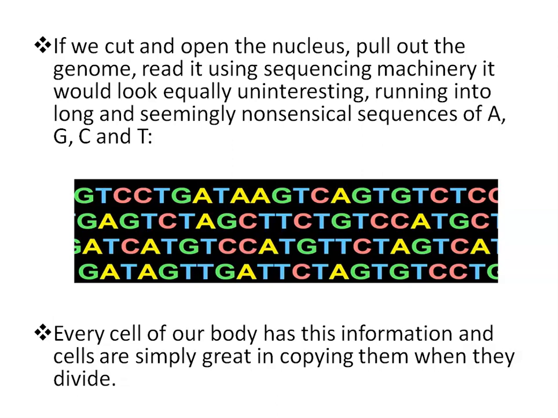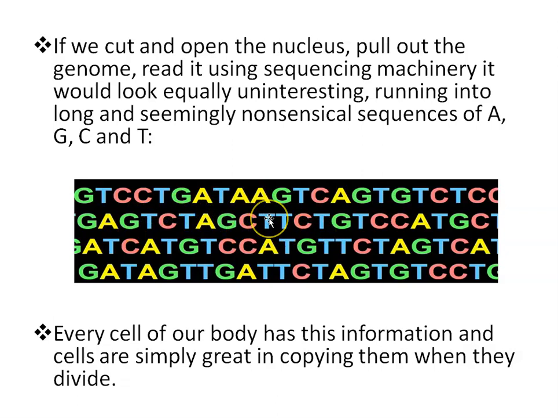Now listen, if we cut and open the nucleus, pull out the genome, and read it using sequencing machinery, it would look equally uninteresting, running into a long, seemingly nonsensical sequence. Just look at this diagram. This is the sequence of four types of bases present in DNA: adenine, guanine, cytosine, and thymine, right? So it will look like this, a string of bases. Every cell of our body has this information only, and cells are simply great at copying it when they divide.